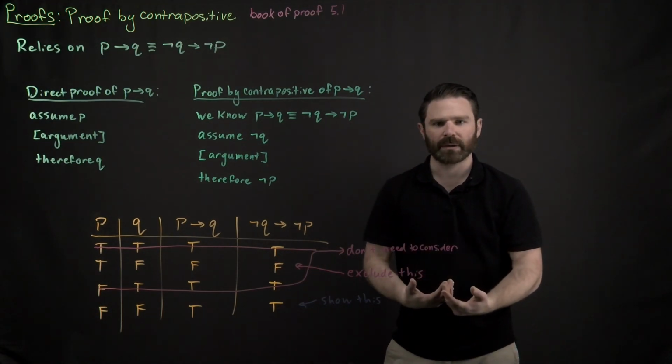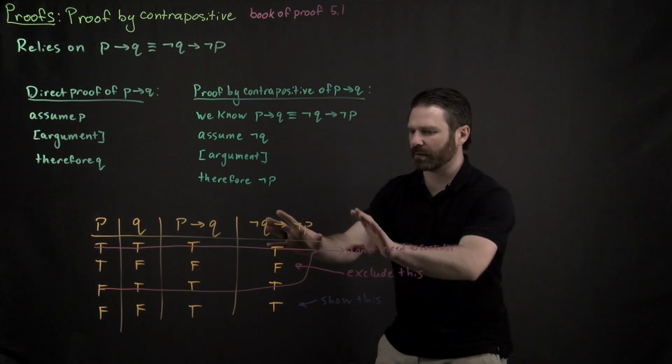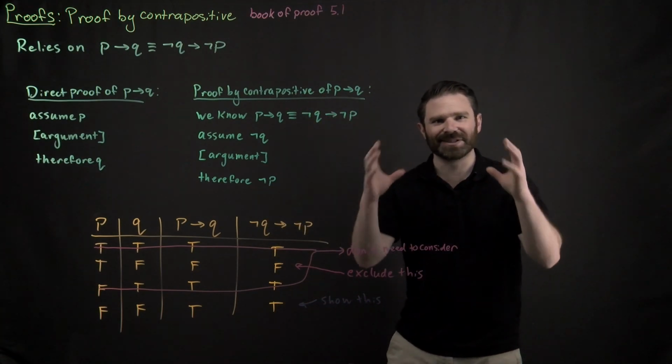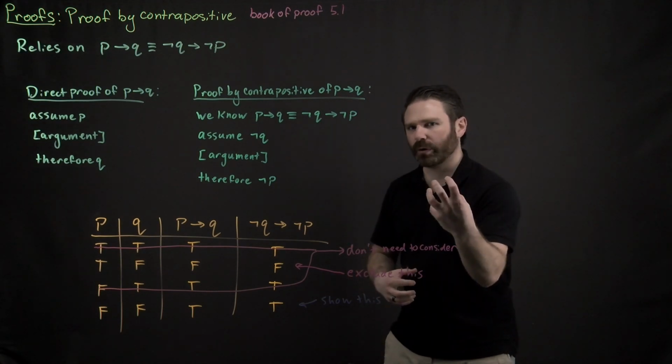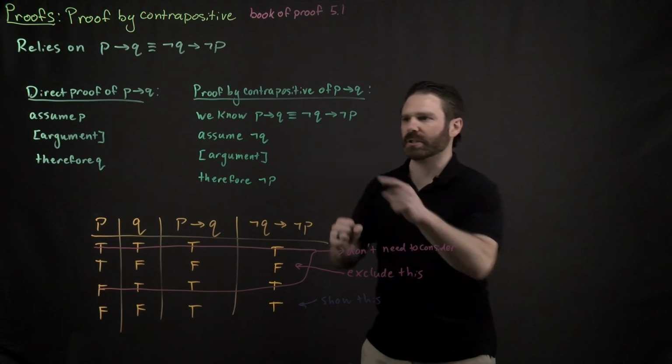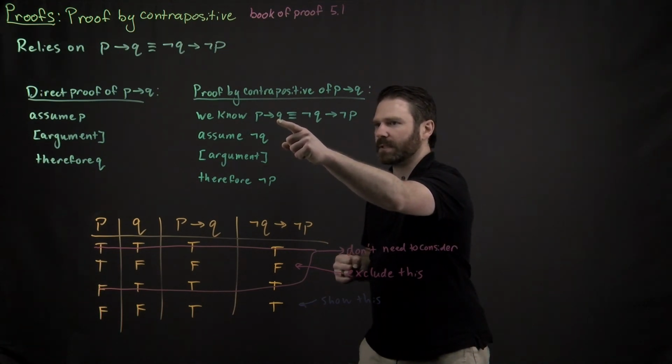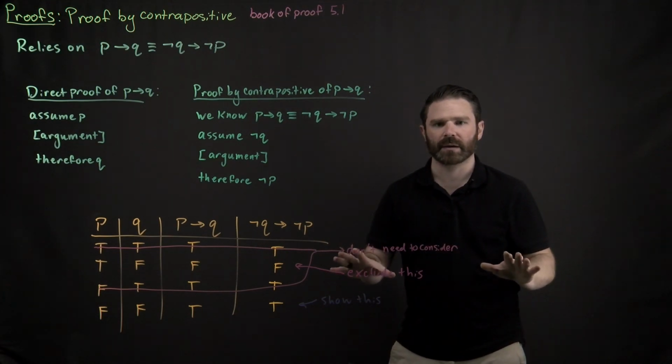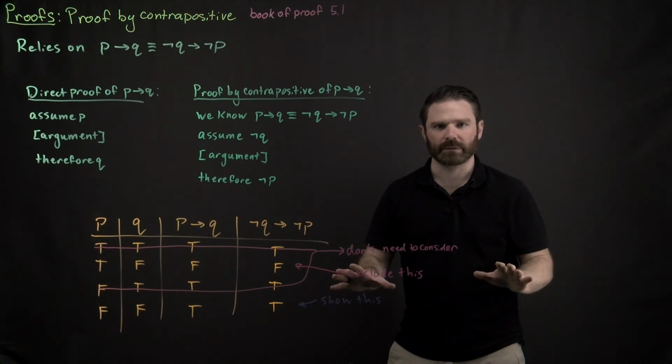However you want to think about this, a proof by contrapositive, either by using a truth table or just knowing that it's a direct proof of the contrapositive, which is logically equivalent to the original statement, both of those are fine ways to think about a proof by contrapositive. And don't worry, we will look at a lot of examples of these.